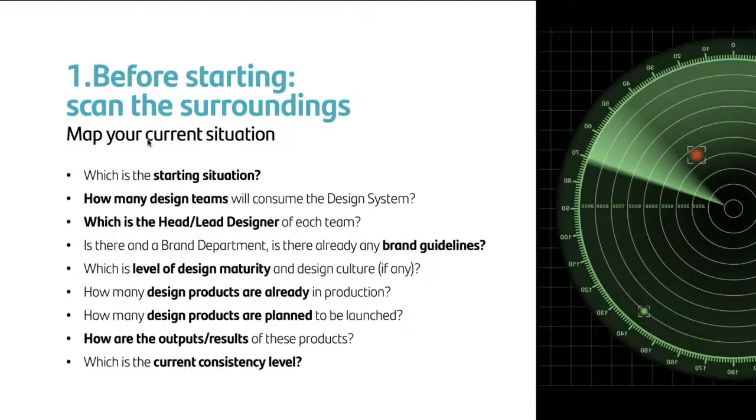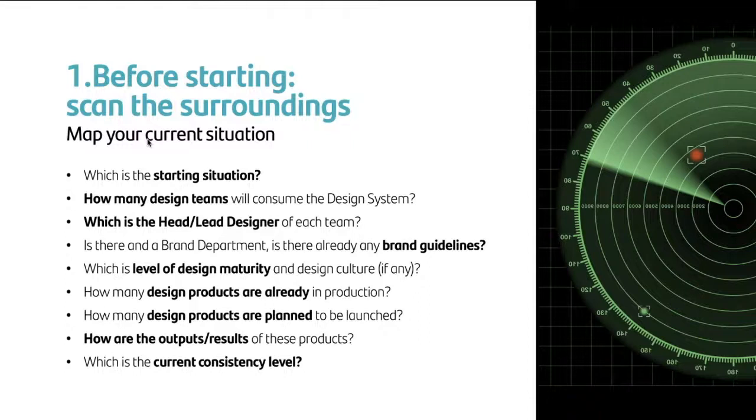Then you have to do some assessment about the level of design maturity and check if there is already any design culture. Think about or count how many design products are already in production, how many design products are planned to be launched, what the outputs or results of these products are, and what the current consistency level is. With that, and that's going to take you a while, but that's fine, you're actually building a design system, although you don't have any library at that point. With that, you're going to have some very valuable information that will allow you to know which are the points that you have to modify and which are the people that you need to talk with.